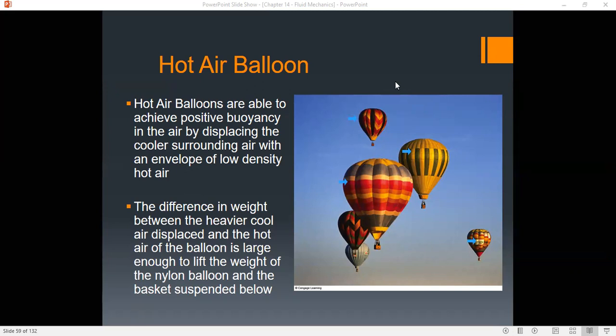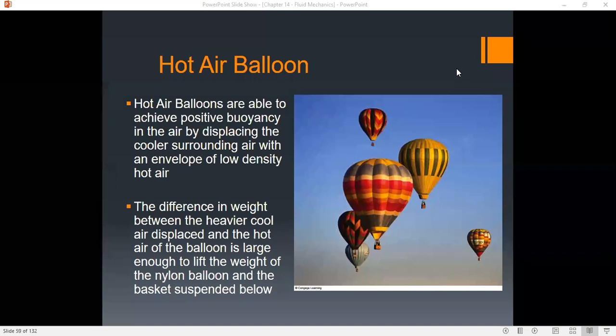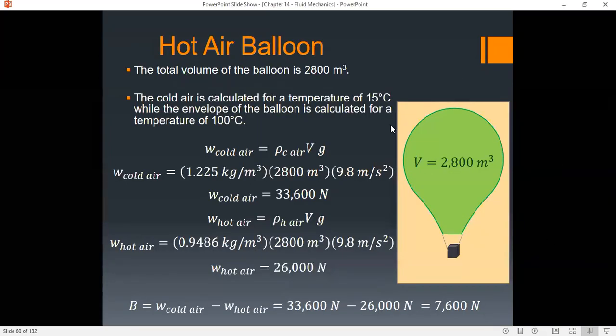So again, thinking about how a hot air balloon is able to float in the air, it's the difference between the weight of the hot air in the envelope and the cold air, which it's displacing, that gives you your buoyant force. All right, let's go to an actual calculation. It's a little bit complicated, so bear with me as I go through the different calculations.